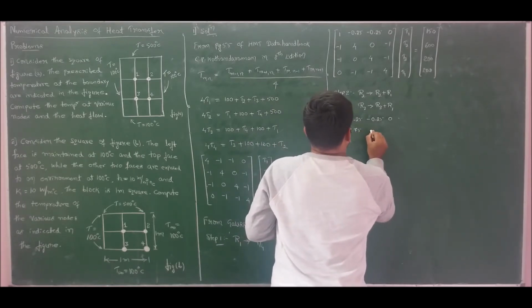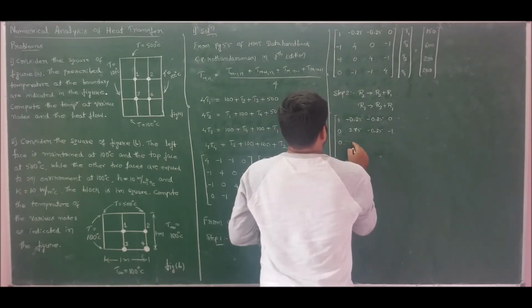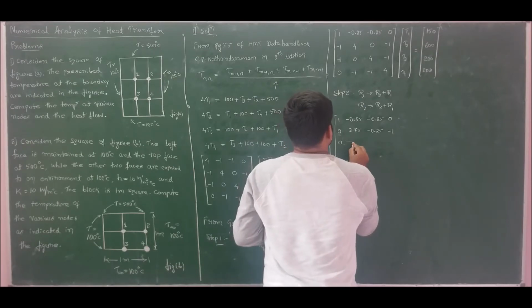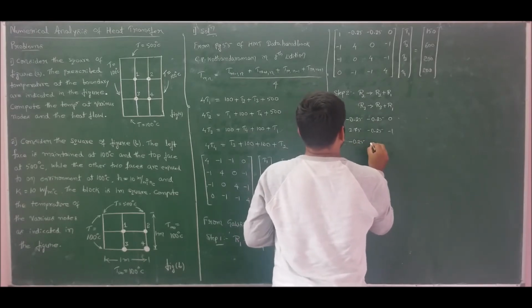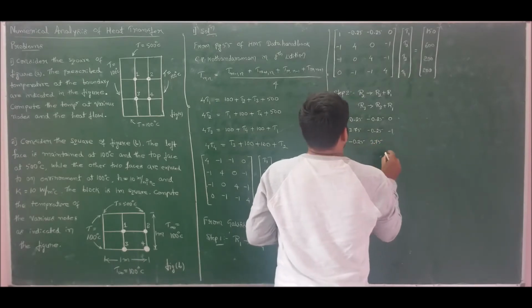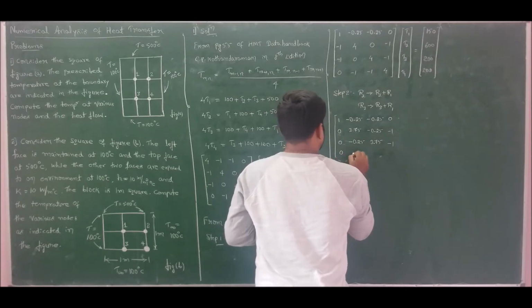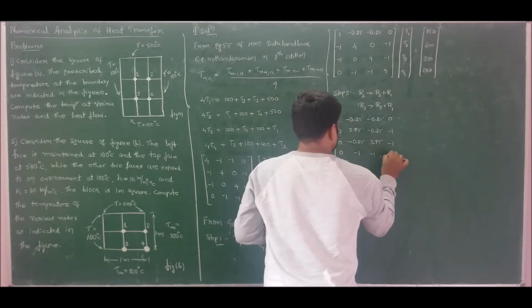So 0 plus of minus is minus, minus 0.25. Minus 1, 0 is minus 1. So here I will get 0. 0 minus 0.25 is minus 0.25. 4 minus 0.25 is 3.75. Minus 1 will remain as it is. Since here I have 0, I am not doing any row operation here. Minus 1, 4.